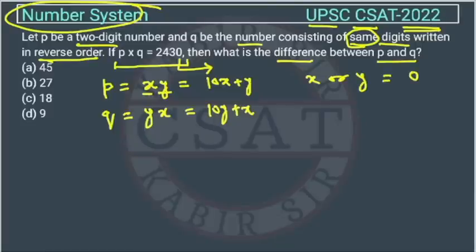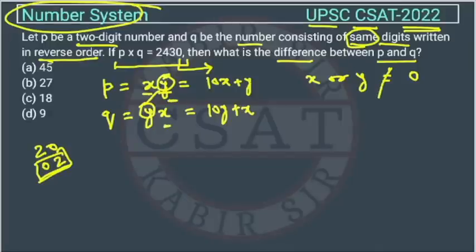Suppose y is 0. Then 0 will come on this side here, but when we reverse it, the 0 will come on the other side. Suppose the number is 20, then the reversed number will become 02, so this is not a 2-digit number. But the question says q is the same 2-digit number with its digits reversed, so 0 won't come at the unit digit in both numbers. Fine, so first, 0 is not possible.